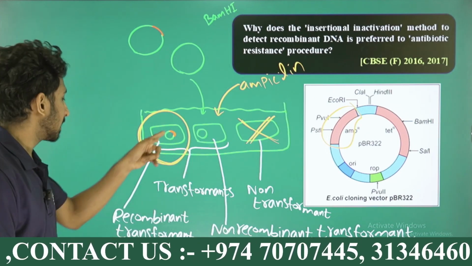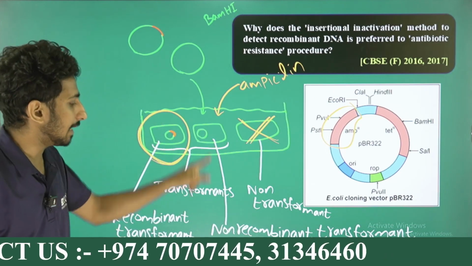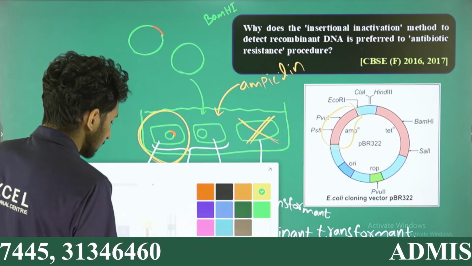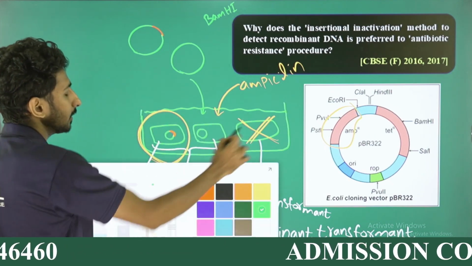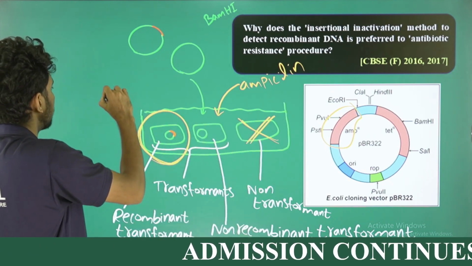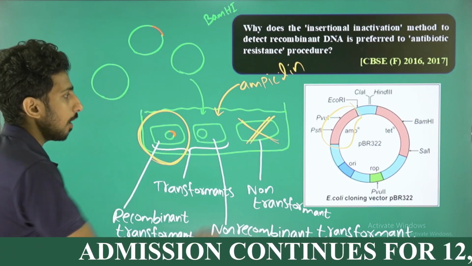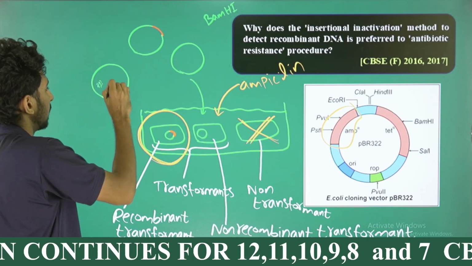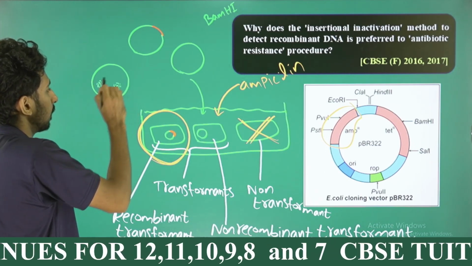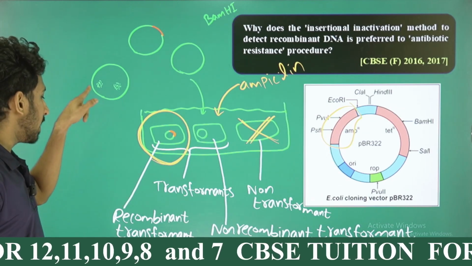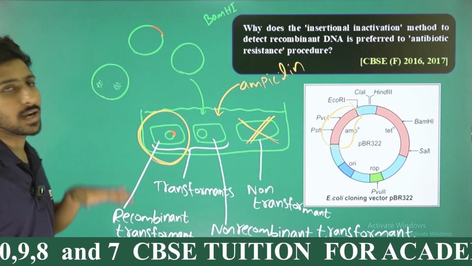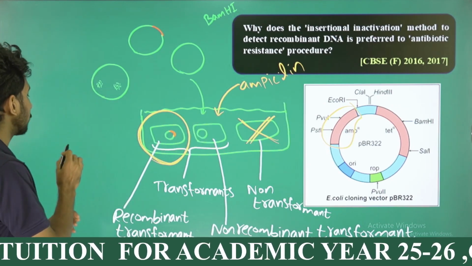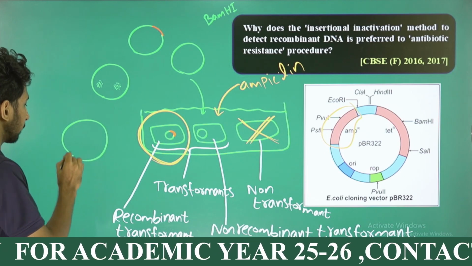Now we have to select recombinant transformants by eliminating non-recombinant transformants. How to do that? See, this is the culture plate. Already this bacterium is eliminated. Now you have two colonies of bacteria, and one thing is sure: one is a recombinant transformant and the other is a non-recombinant transformant. This is your original culture medium. Now you have to make a copy of this.